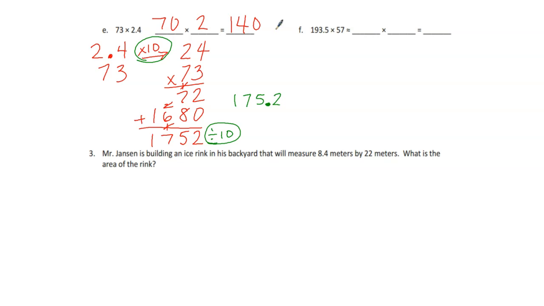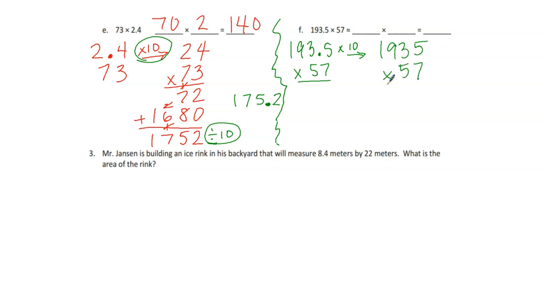Alright, let's take a look at our next problem here. So we have 193 and 5 tenths times 57. Same thing. I know in order to get rid of this decimal, I'm going to have to multiply 193 and 5 tenths times 10. Now it's going to make it 1,935. Of course, it's 1,935 tenths, but we're just going to look at it like it's a whole number until we do our division at the end to bring our decimal back.